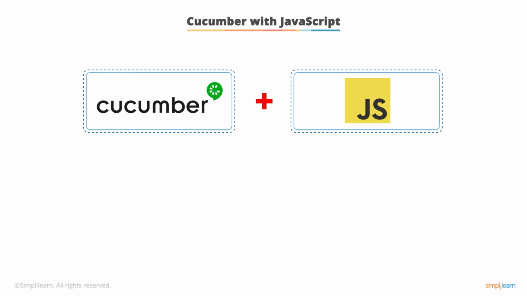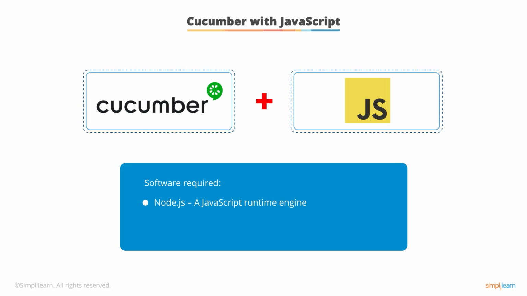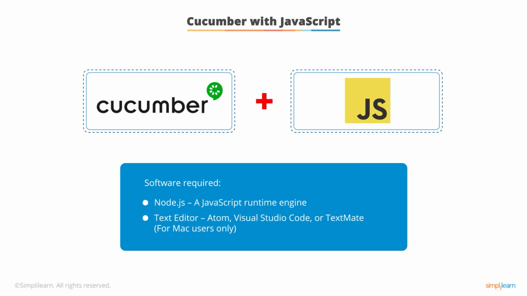Cucumber with JavaScript. In order to use Cucumber with JavaScript, there's certain software that's required. The software is Node.js, which is a JavaScript runtime engine, a text editor such as Atom, or Visual Studio Code, or TextMate, which is only available for Mac users.